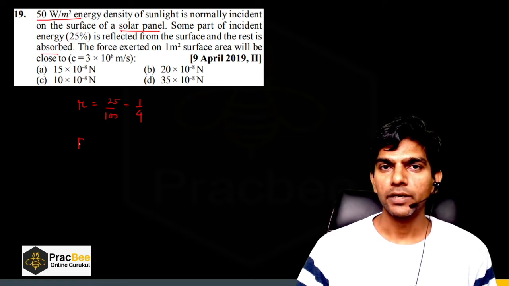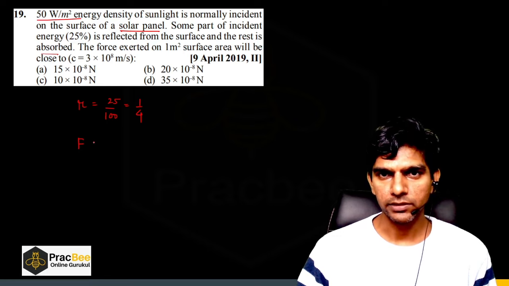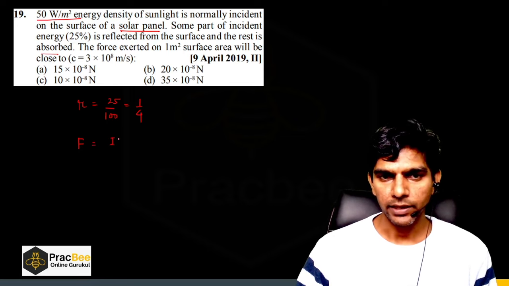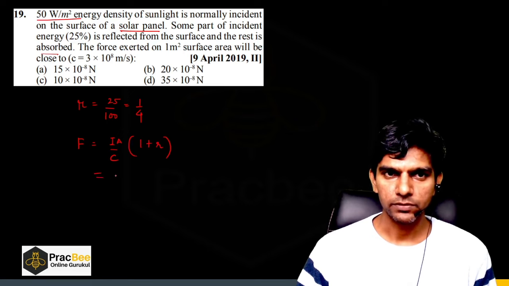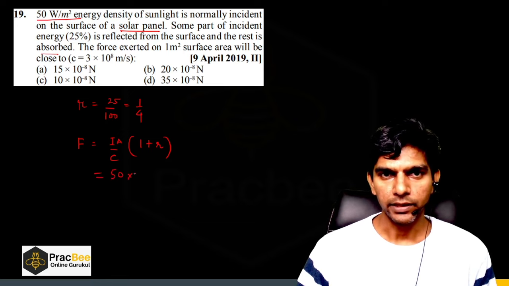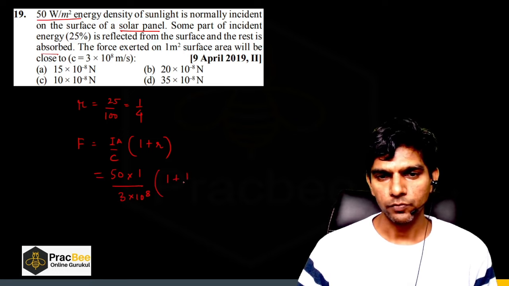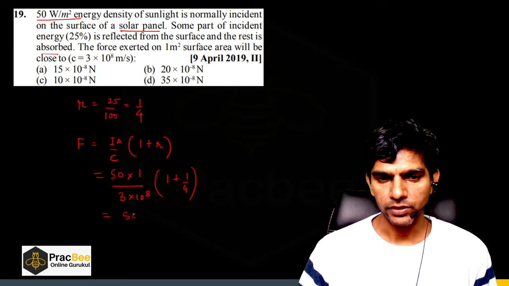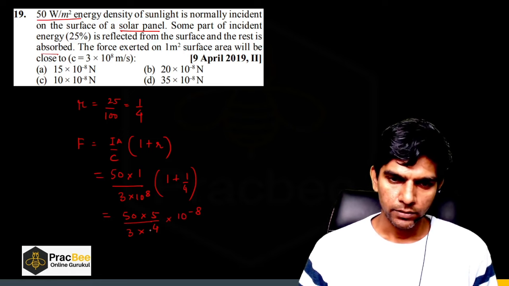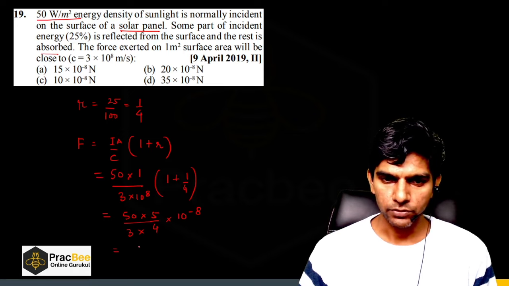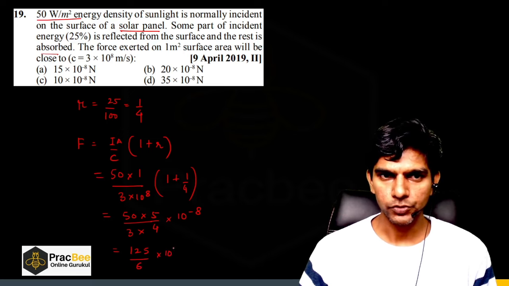So we know that in case of a partially reflecting surface, and if we have normal incidence, the force is given by IA by C times 1 plus R. Okay, so if we put the values, intensity is given as 50, area is given as 1, C is 3 into 10 raised to power 8, 1 plus 1 by 4. So this will be 50 times 5 by 4, and then there is a 3 in the denominator times 10 raised to power minus 8. If we simplify this, it comes out to be 125 by 6 into 10 raised to power minus 8.